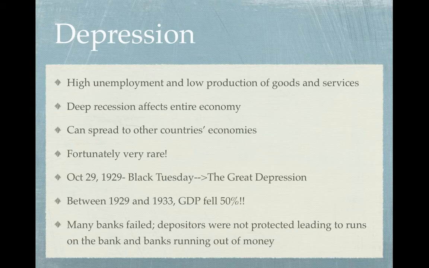Now if it gets really bad, then you have what is called the depression, or a depression. If you have a depression, the unemployment rate is very, very high. So a lot of people are out of work. And then that leads to low production of goods and services. Not enough demand to produce the goods and services, which then ripples down into that unemployment rate. So everything's circling together. A deep recession will affect the entire economy, not necessarily just one industry, but the entire economy. And a depression in one country can spread to other countries' economies as well.